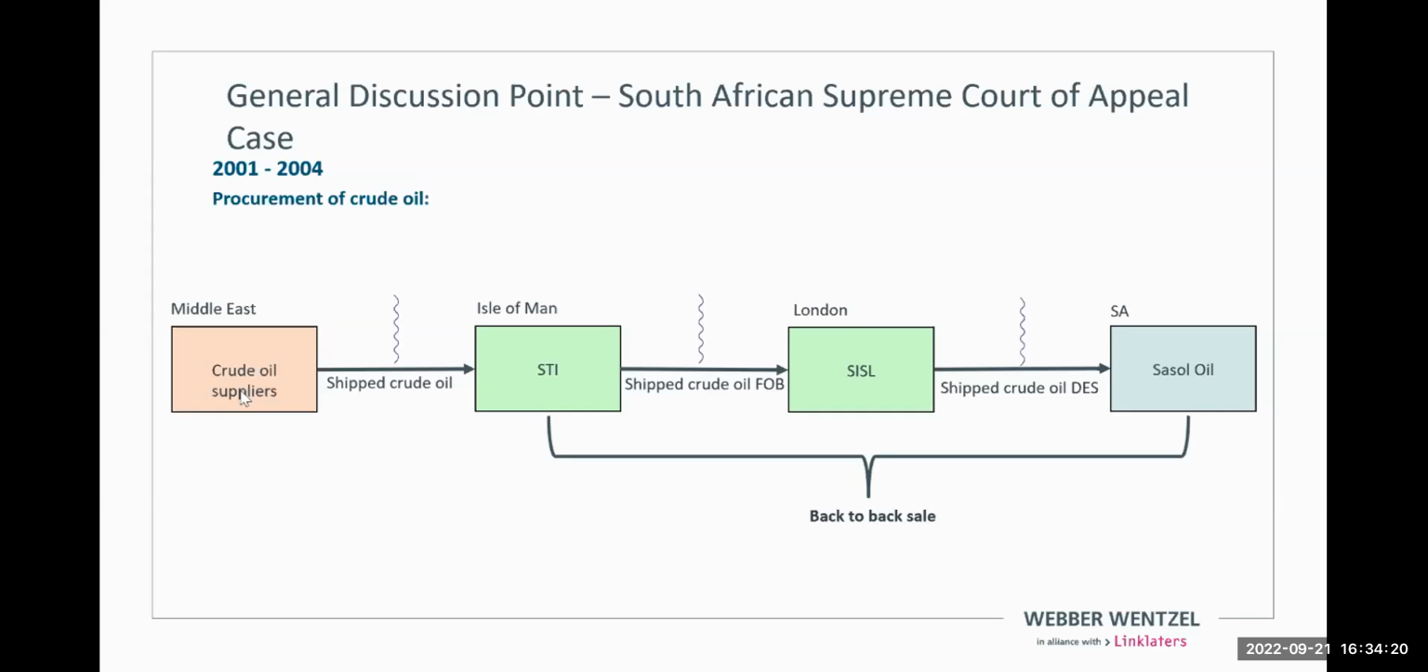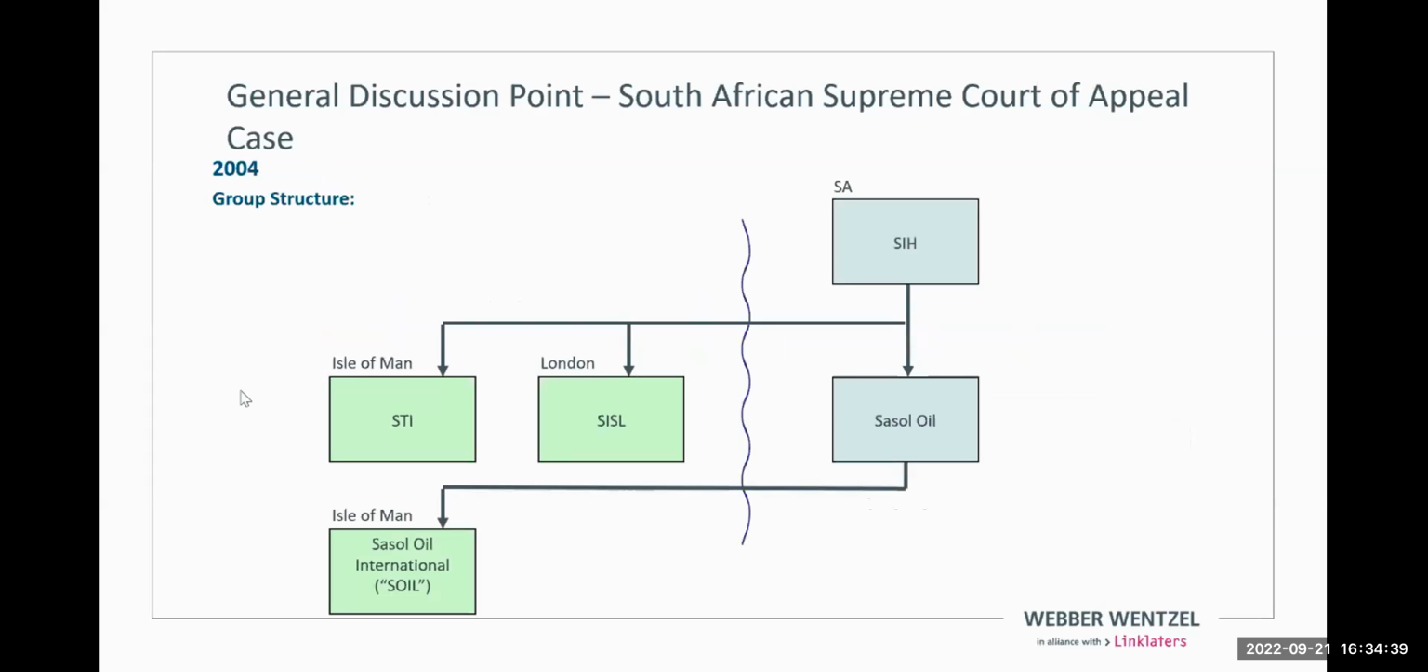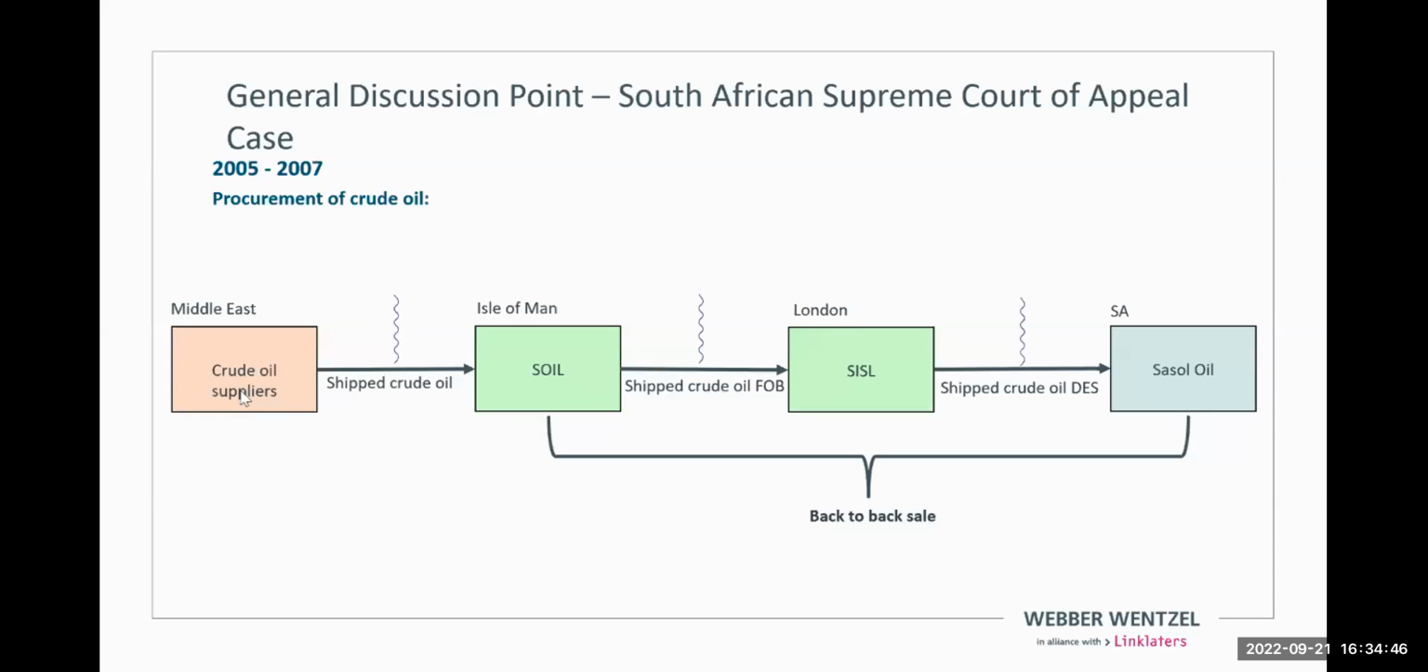I think it makes sense because the ship will still go from the Middle East to the port in South Africa. It doesn't first sail around South Africa or through the Suez Canal to the Isle of Man and then to the United Kingdom and back to South Africa. The crude oil is still coming directly from the Middle East to South Africa. Again, another change where they incorporated a third company offshore, and now you have the removal of one of the former companies in the sales structure or the supply chain.